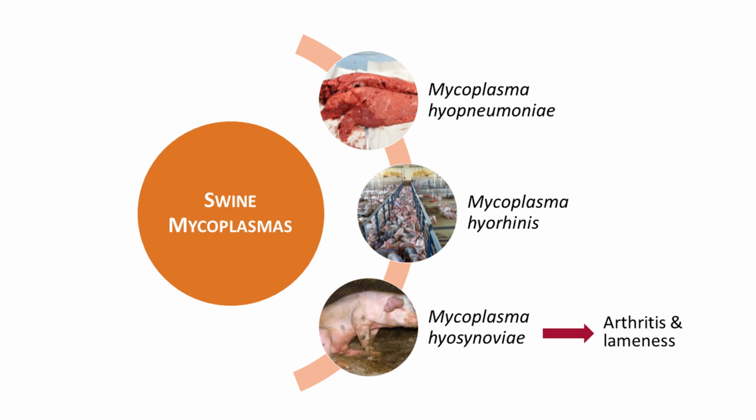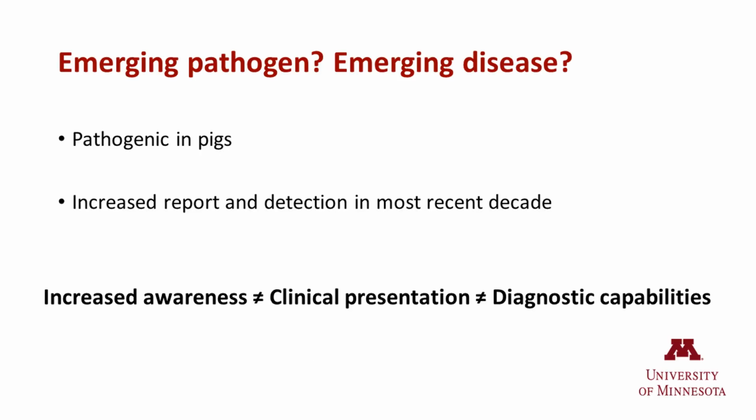But let's start from the very beginning. Is this an emerging pathogen, or an emerging disease caused by Mycoplasma hyosynoviae? I want to say this because it is what we hear a lot in recent years. We hear about these issues being present now more than before. It is a pathogenic agent in pigs. It causes disease. There are infection models, and it has been documented that you can reproduce the disease. It's not very clear cut, but this happens. So it's recognized as a pathogen, but it's also a commensal in pigs.